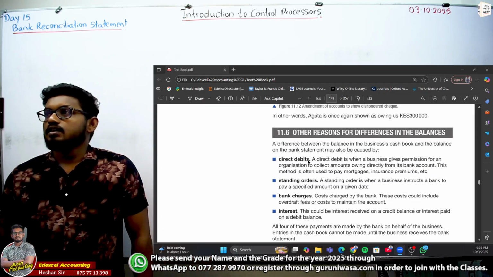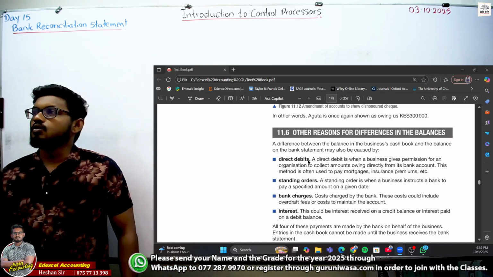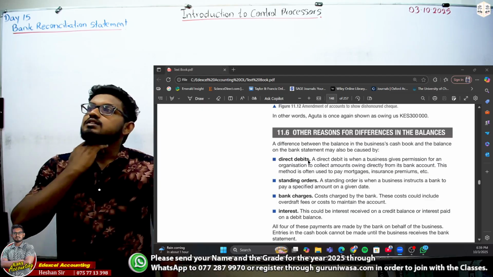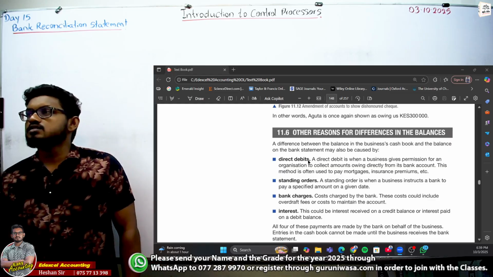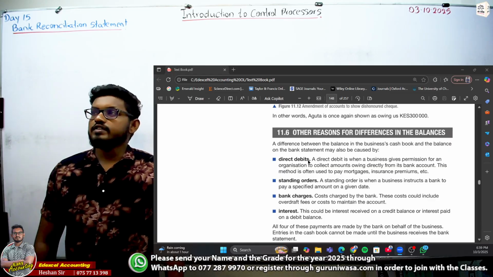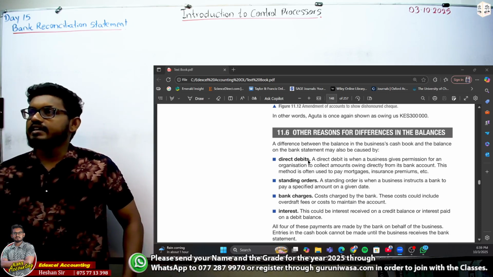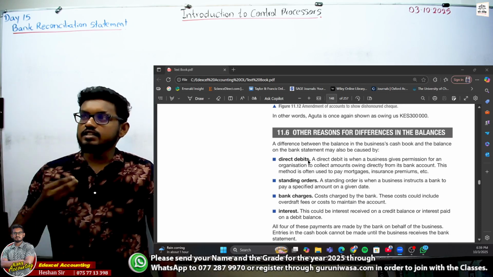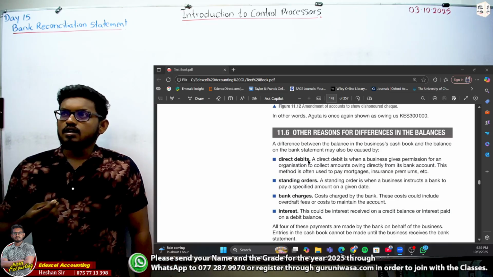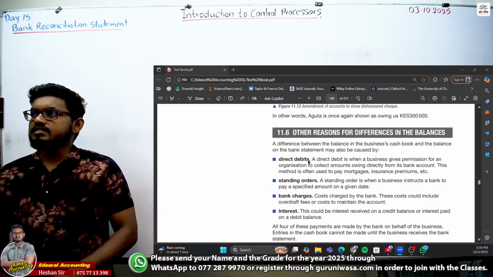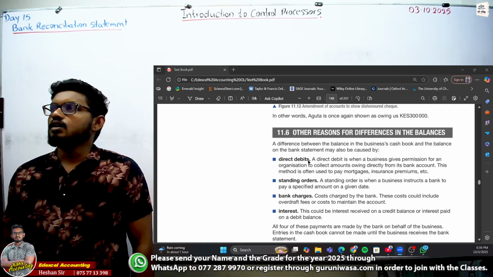Direct debits. A direct debit is when the business gives permission to an organization to collect amounts owing directly from its bank account. This method is often used to pay mortgage, insurance payment, etc. Which means sometimes we may have taken some loans, and the insurance and the mortgage, right? So sometimes the business gives permission to an organization to collect amounts owing directly from its bank account.